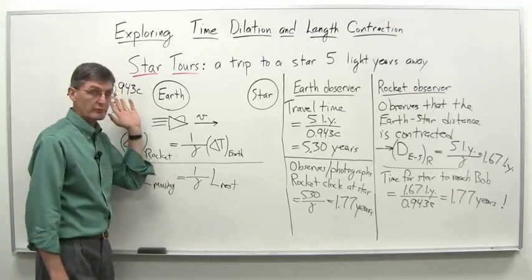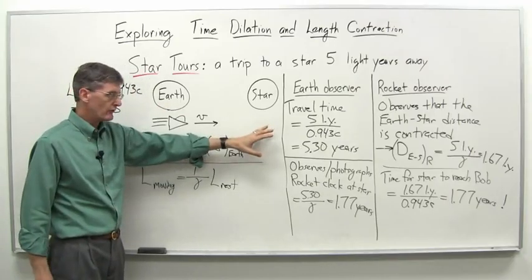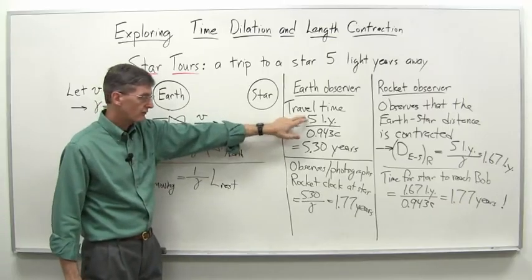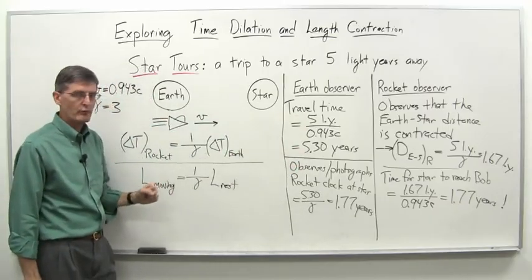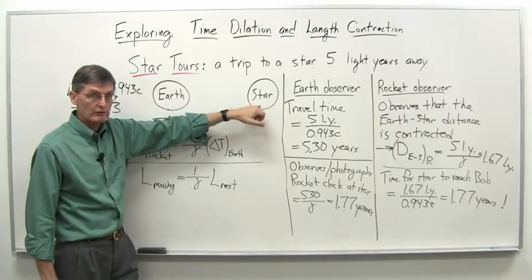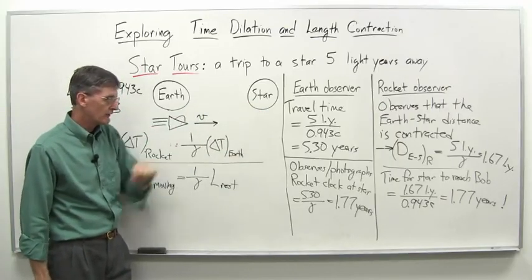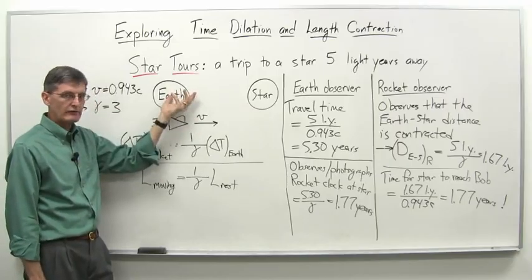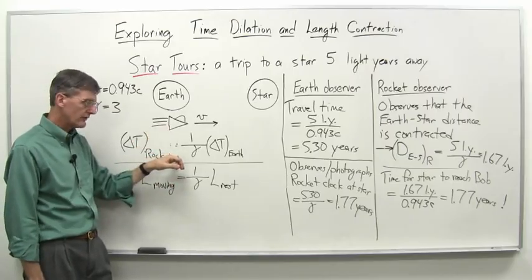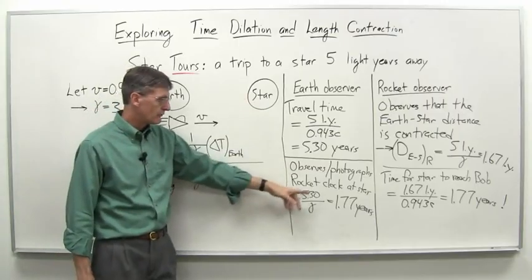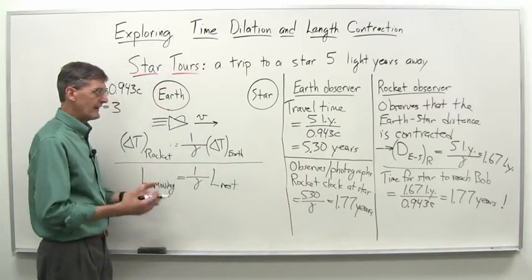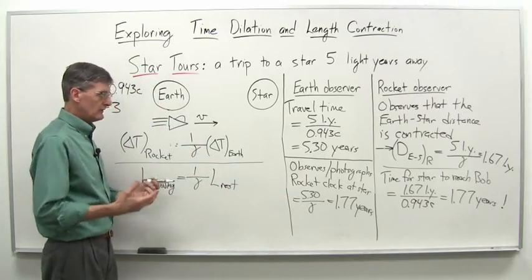Meanwhile, of course, from Alice's perspective on Earth, she sees Bob traveling toward the star at 0.943 c. In her frame of reference, that distance is 5 light years. Therefore, it takes Bob 5.3 years. So when he gets to the star, on Alice's lattice of clocks there, it'll read 5.3 years. And Alice observes Bob's clock, though, running slow by the time dilation factor, and therefore observes Bob's clock to be 1.77 years. Okay?